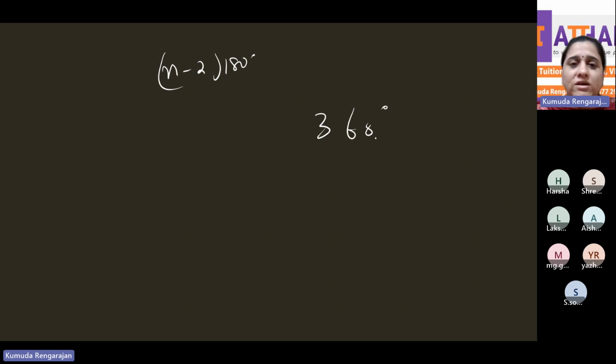Now, if it is a regular polygon, then each interior angle will be this, and each exterior angle will be this, divided by n, because n is the number of sides and n is also the number of angles. Number of sides and number of angles will be the same. If a polygon has 5 sides, it has 5 angles. So if it's a regular polygon, the total measure will be divided between 5 angles.